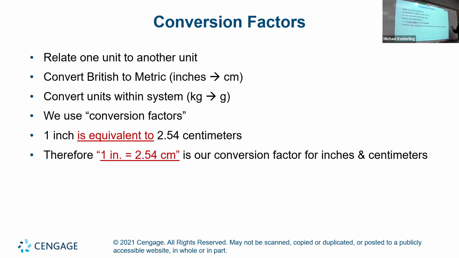Now, sometimes we need to go from one unit to another. For this, we use conversion factors. To convert from one unit to another, we need to know how much one unit equals in the other. So for example, 1 inch is equivalent to 2.54 centimeters. So 1 inch equals 2.54 centimeters. That's our conversion factor. For things like between the metric and imperial system, I will give you the conversion factor on tests and quizzes.